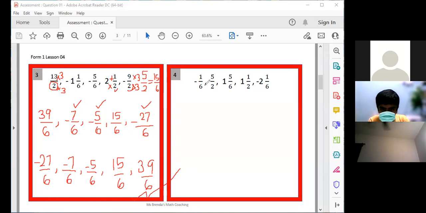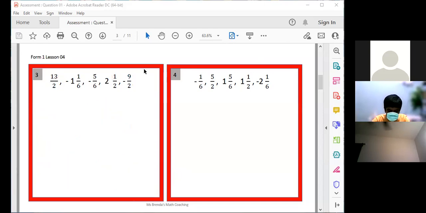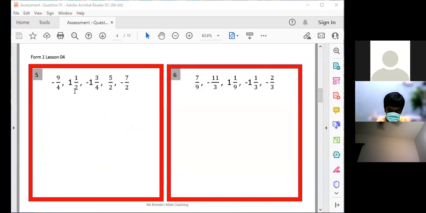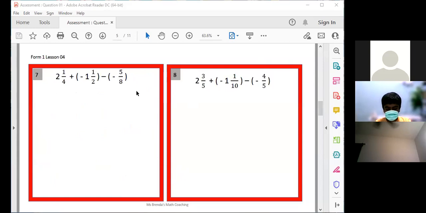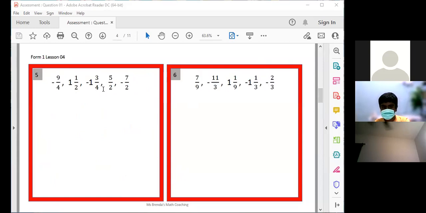All right. I'm very sure you can do 4 easily now. So I'm not going to do 4. I'm going to move on, or else we won't have time. All right. So let's move on now. Number 5 and 6, guys, the same thing. I'm very sure you can now try attempting. You already know what to do. Make the denominator the same and then only compare and arrange them. Got it? Good. So let's go.